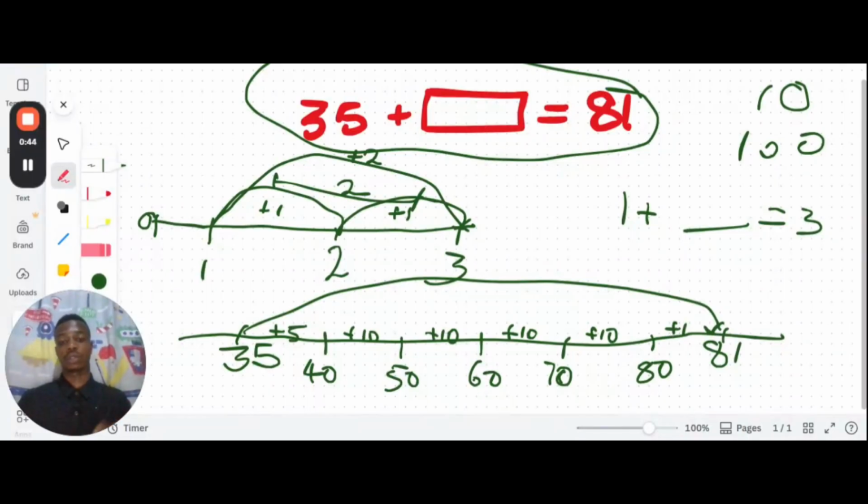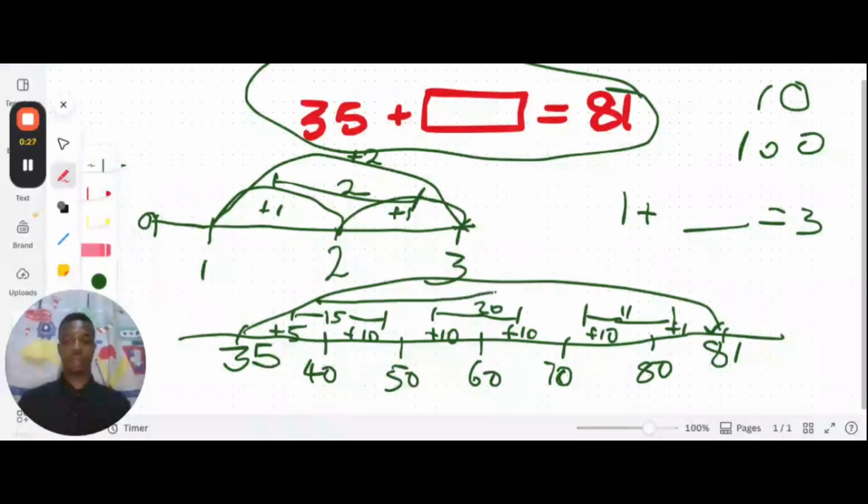When we count the total number of steps, what do we have? Here we have 5 plus 10. We have 15 steps here. Here we have 20 steps here. And here we have 11 steps here. Now 15 plus 20, here we have a total of 35 steps. And here we have 11 steps. 35 plus 11 is 46.